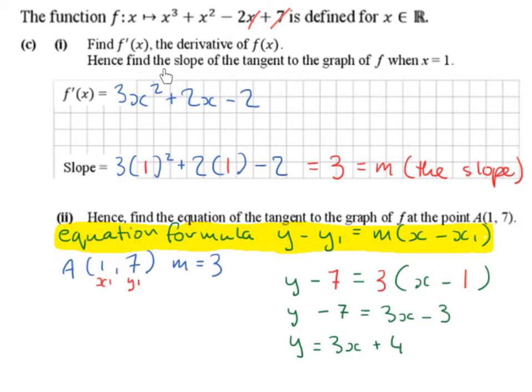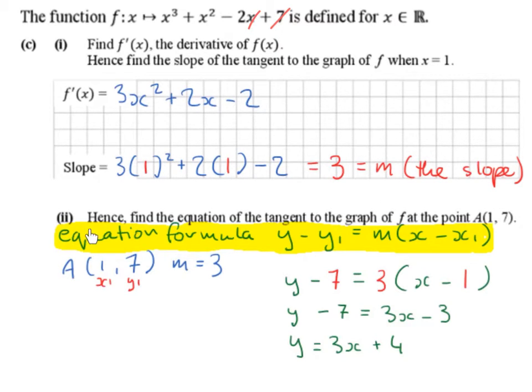So now we want to find the slope of the tangent to the graph of f when x is equal to 1. All we have to do in order to find the slope is to substitute the x value in place of 1 because we're interested in when x is equal to 1. So this x gets swapped for 1 with brackets around it and this x gets swapped for 1 with brackets around it. If the question had asked when x is equal to 2, we would have substituted in 2. If it had said when x is equal to minus 5, we would have substituted minus 5 in, etc. So 3 times 1 squared is 3. 2 times 1 is 2, 3 plus 2 is 5, and 5 minus 2 is 3. So 3 is the slope of the tangent to the graph when x is equal to 1. So 3 is the slope, and we call this m.